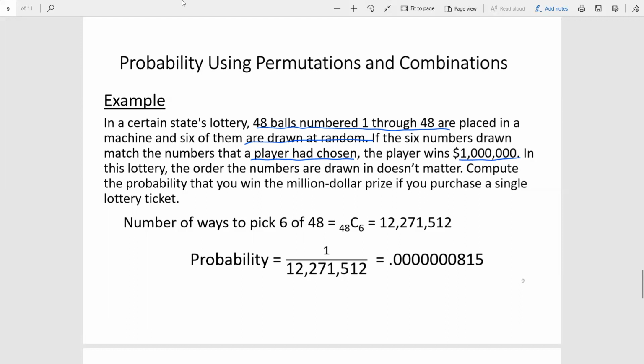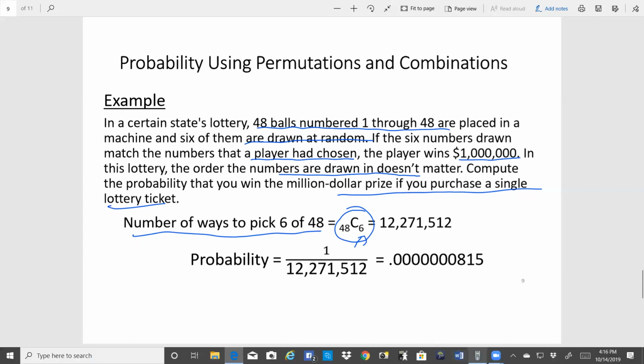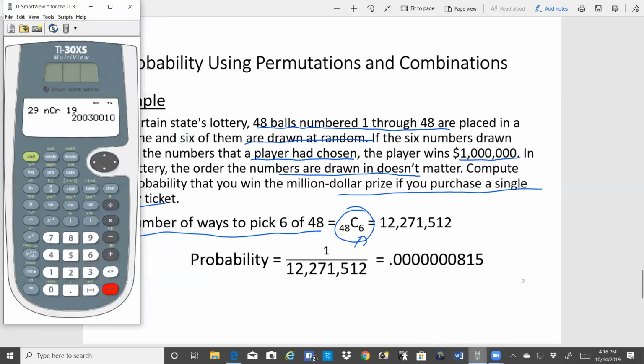In a lottery, the order the numbers are drawn in doesn't matter. So we want to compute the probability that you win the $1 million prize if you purchase a single ticket. What you need to do is calculate the number of ways to pick 6 balls out of 48. That would be a combination of 48 things taken 6 at a time. And there's the answer, and I'm going to show you how to get possible combinations.